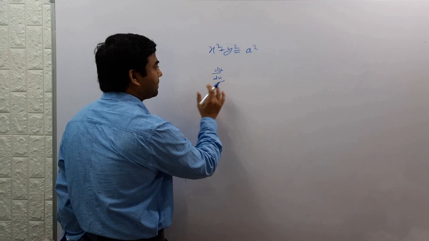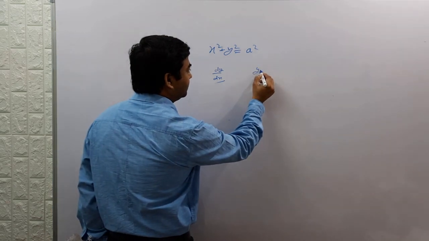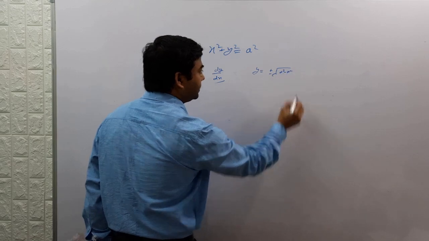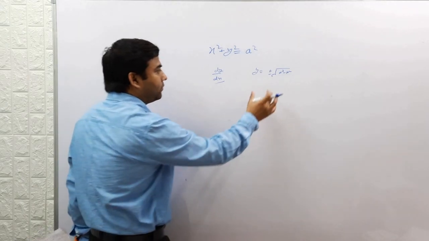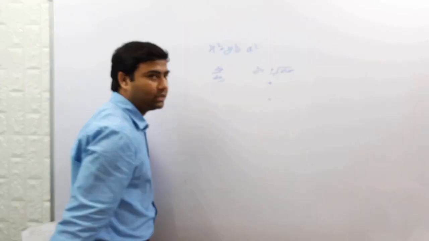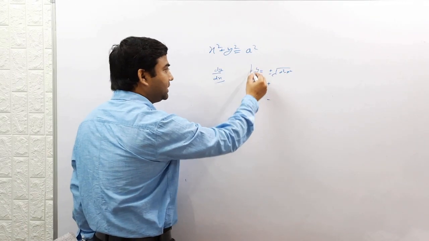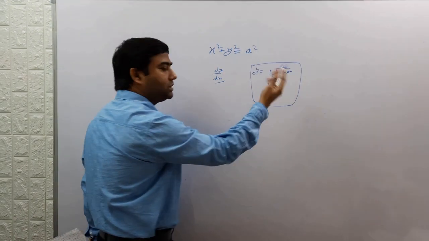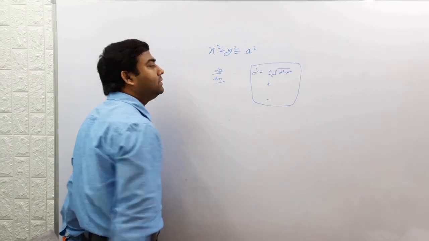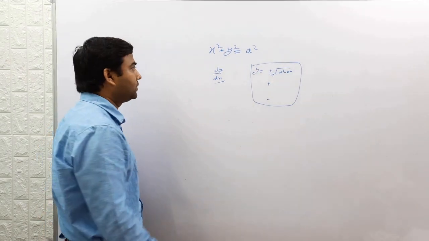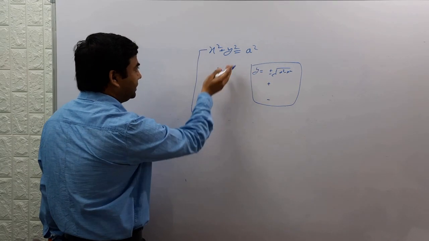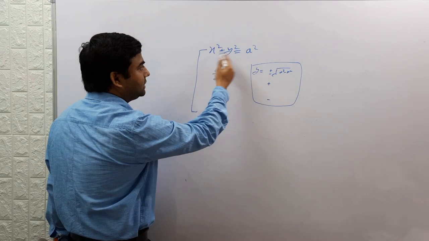There are two methods. First of all, you find y is equal to plus minus under root a square minus x square. Find dy over dx, assuming first case plus, second case negative. With this method also you can find, both will come the same, but for a complex function this method will be very difficult to solve. So the second method is, let us differentiate both sides with respect to x.